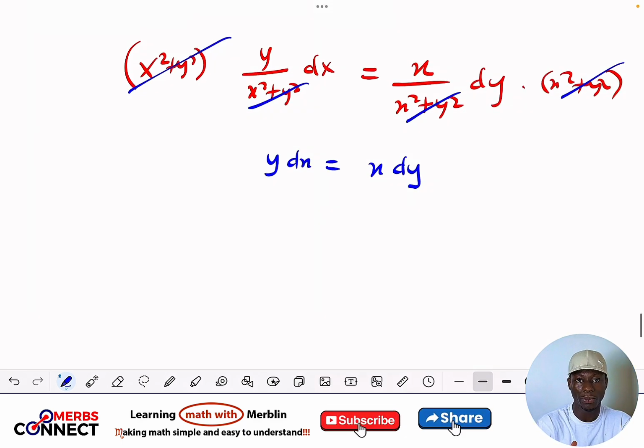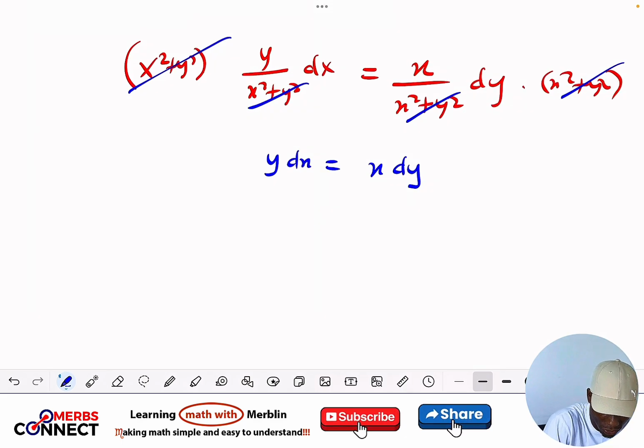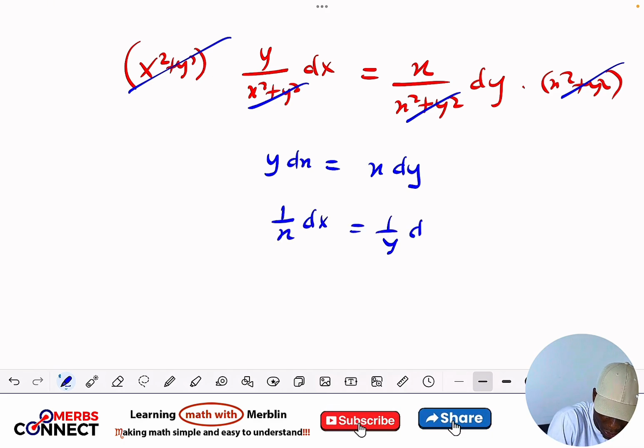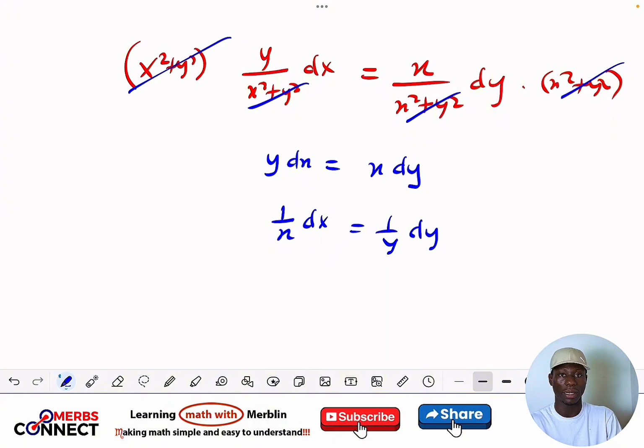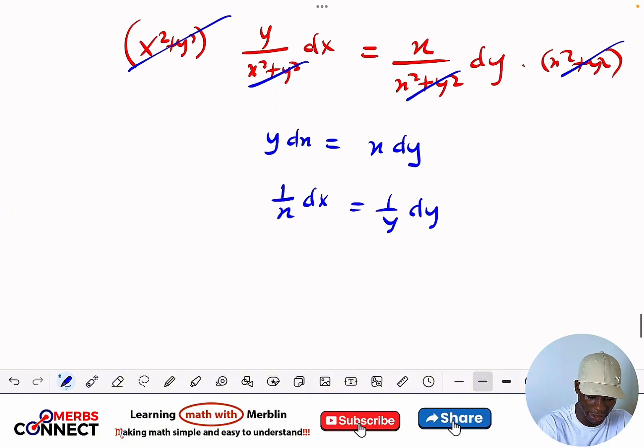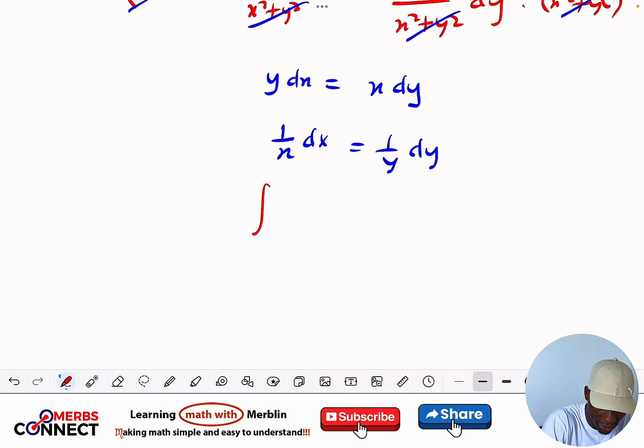Then separable, group like terms. So I can write this one as 1 divided by x dx, which is equal to 1 divided by y dy. So I divide through by x, and when I finish, I divide through by y. So that's what I'm going to get. We just do the integration from here. Integrate this one too.